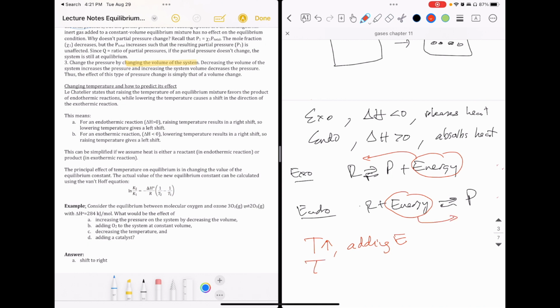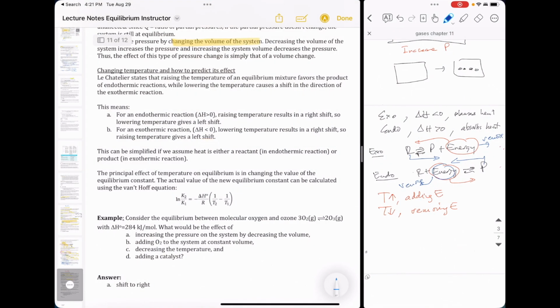Now, what happens if you decrease temperature? Well, that's the same as removing energy. If I take away energy from an exothermic reaction, it's going to shift to the right. Whereas if I remove energy from an endothermic reaction, it's going to shift to the left. Okay, that's the qualitative way of looking at it.